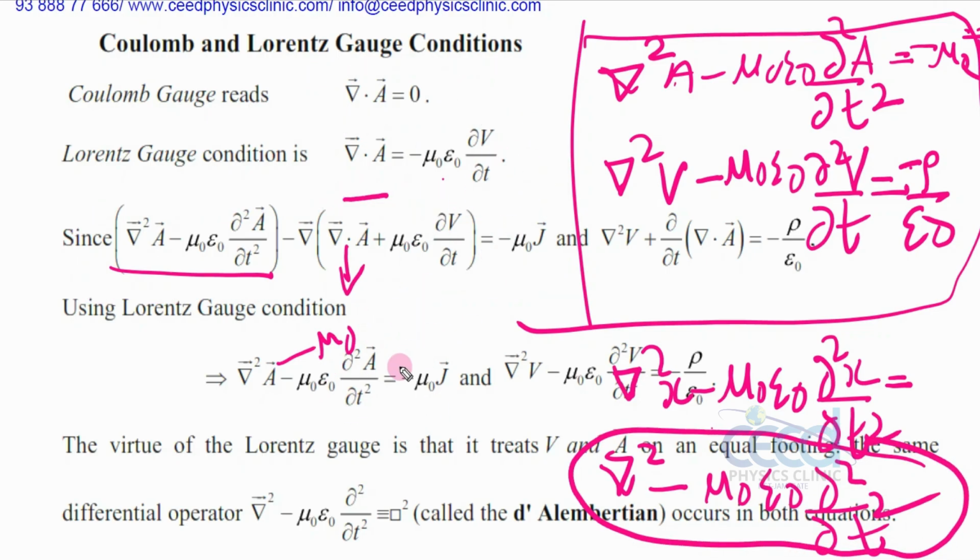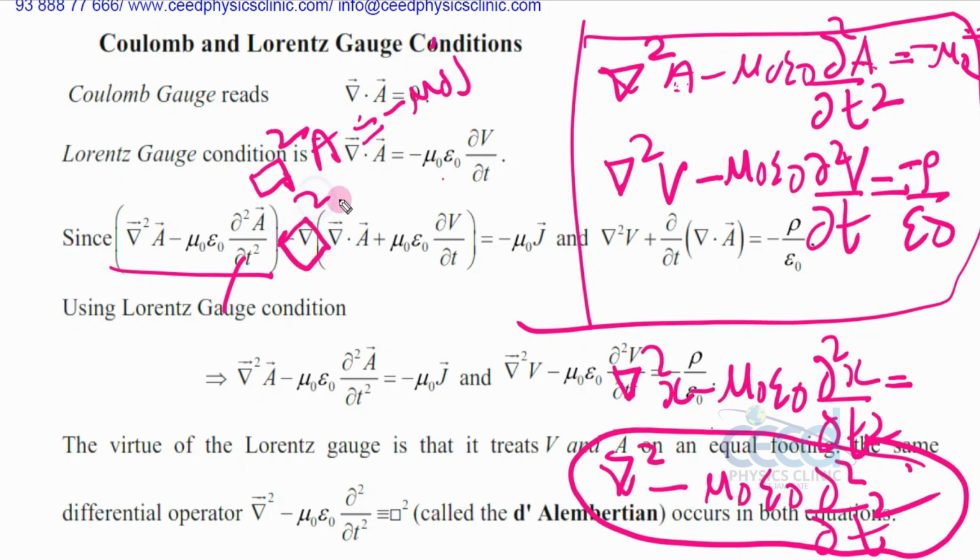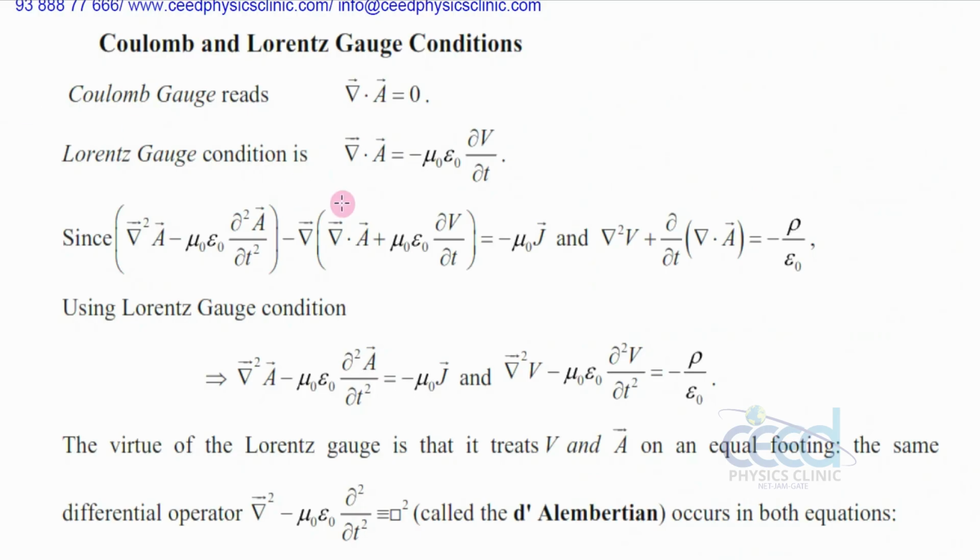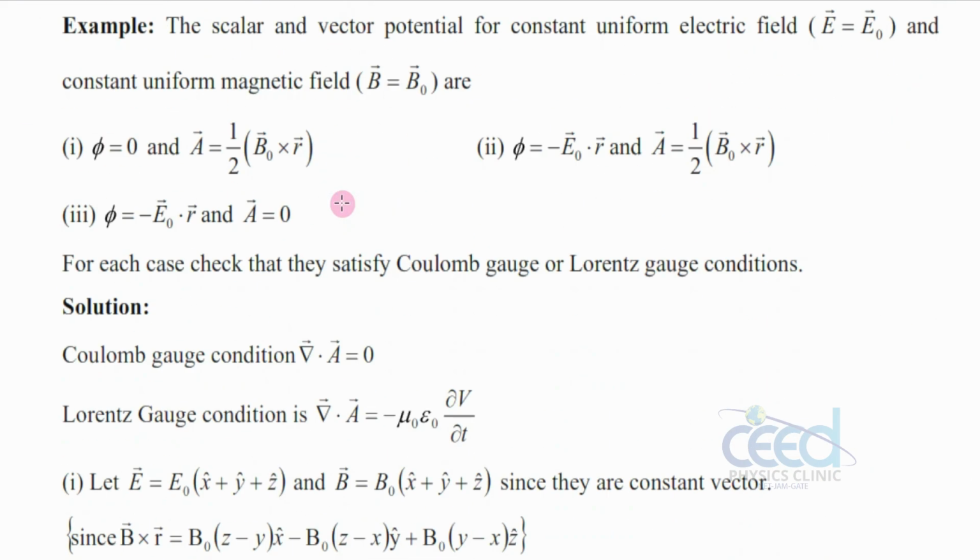So generally you can represent this equation with this operator as a box square. If you put A here, then D'Alembert's operator square A is minus mu 0 J, or in terms of scalar potential, minus rho by epsilon 0, right? All right. So gauge transformation. Now the scalar and vector potential of a constant electric field and magnetic field are given.